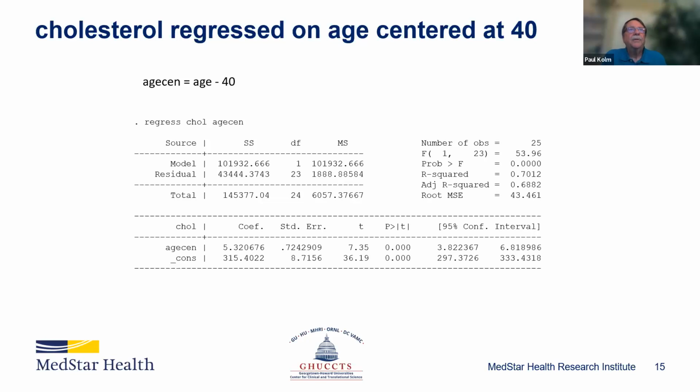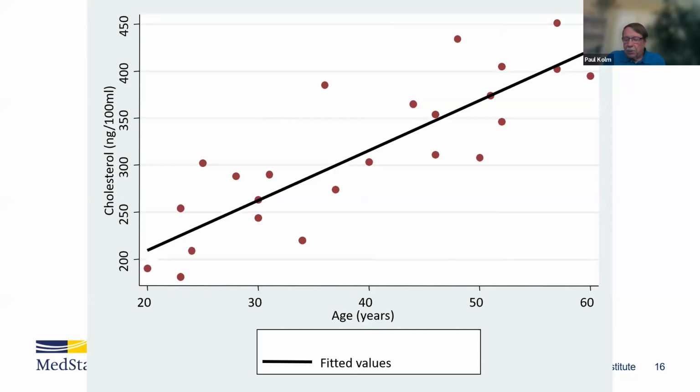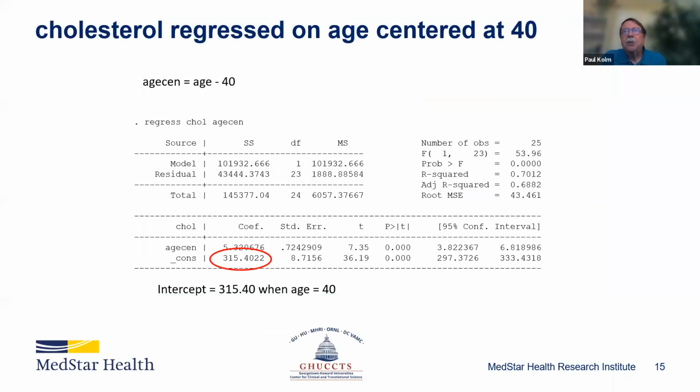If their age is 35, then it's going to be a -5. And so you can see now that when we do our regression with age centered at 40, everything is the same except the intercept, or the constant. In this case, what this tells us is that when age is 40, the cholesterol level is 315. But we have the same R-squared. Let me go back one. We have essentially the same R-squared, or we do have the same R-squared.